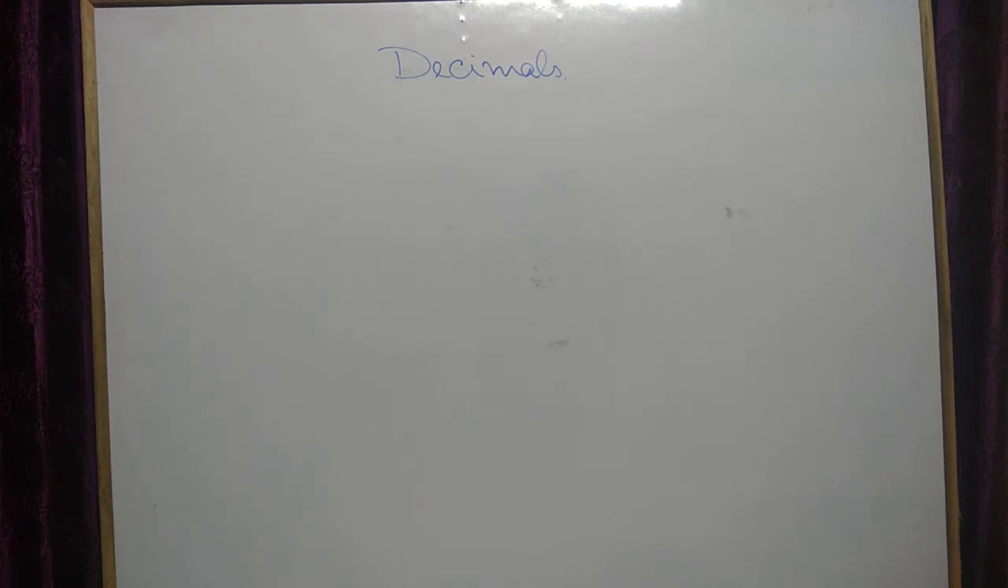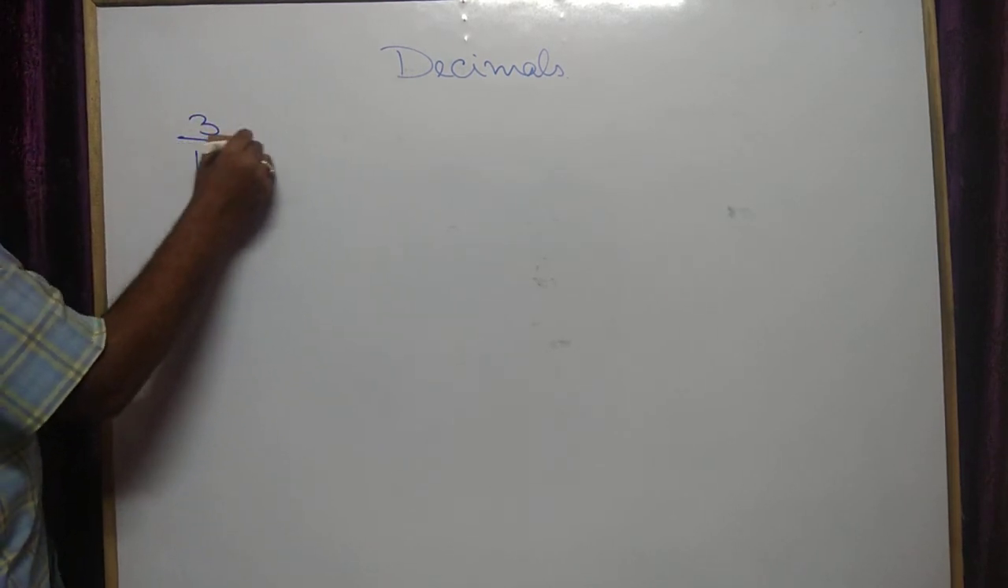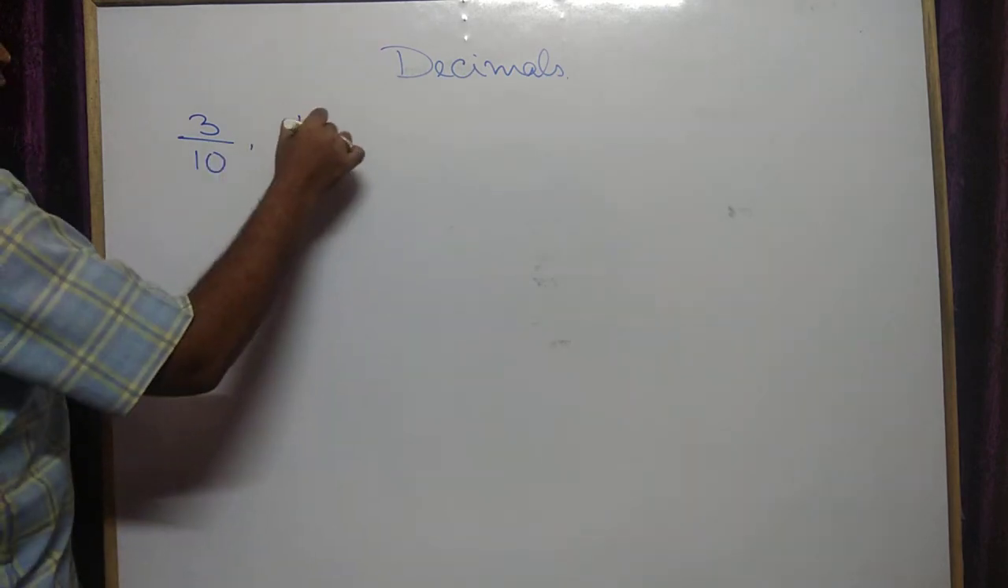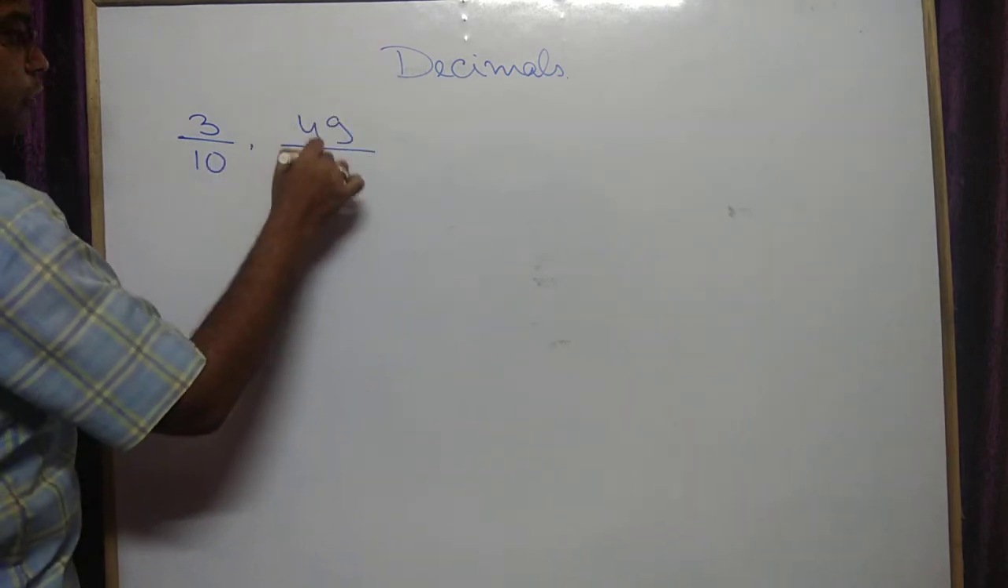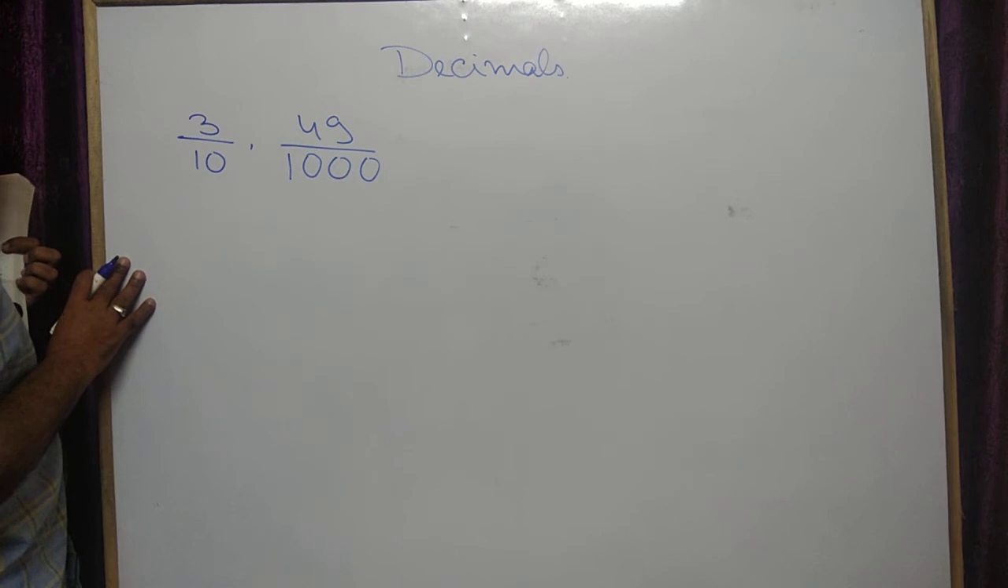What are decimals? Any fraction having a denominator of 10 or a multiple of 10 is known as a decimal. For example, 3 upon 10, or we can say 49 upon 1000. All these have denominators that are multiples of 10, so these are known as decimals.